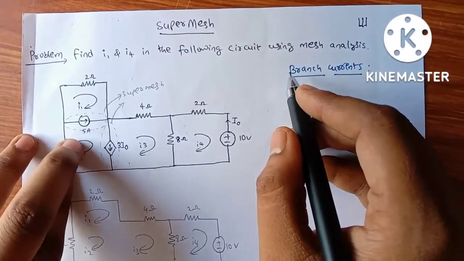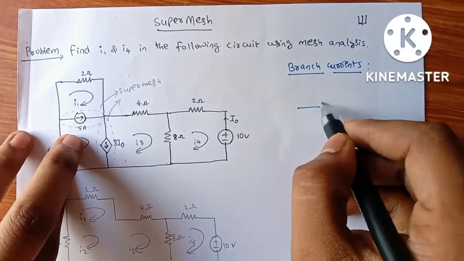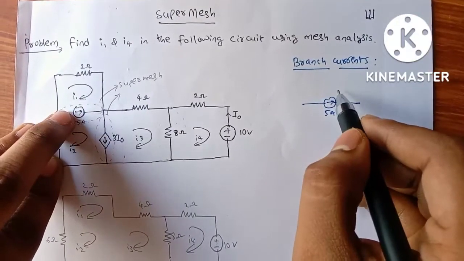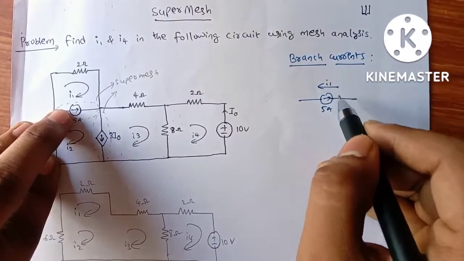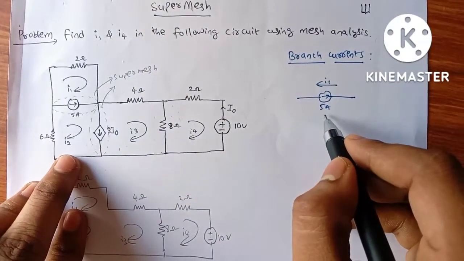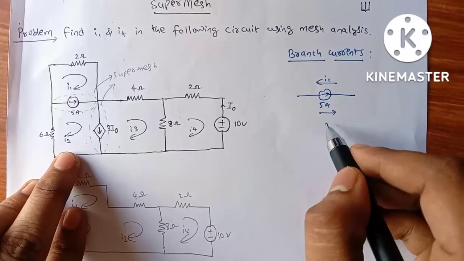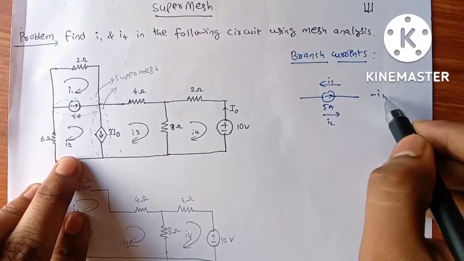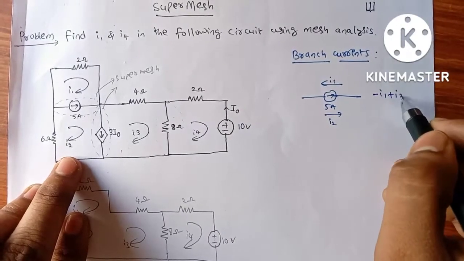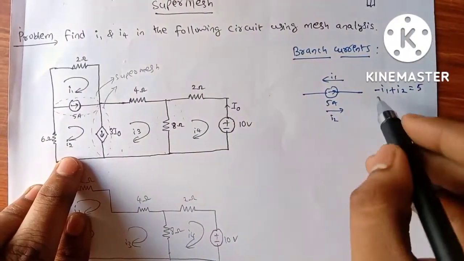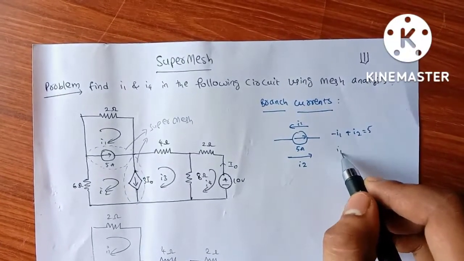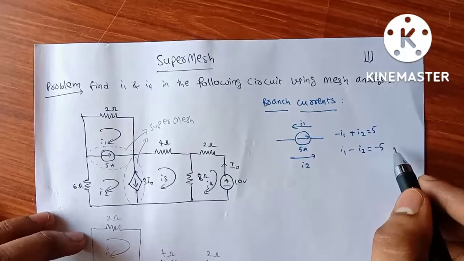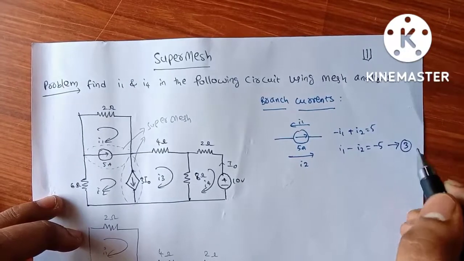So here, this branch has the 5 amp source. I1 is passing opposite to this current, and I2 is passing along with this current source. So now minus I1 plus I2 equals 5. Taking minus as common, I1 minus I2 equals minus 5. Consider this as equation 3.